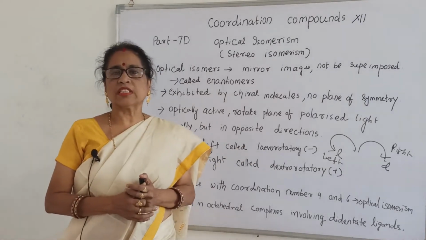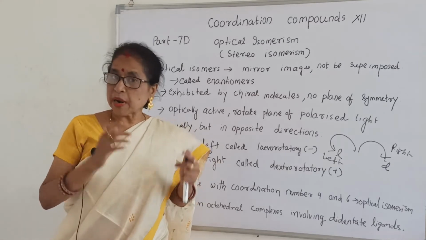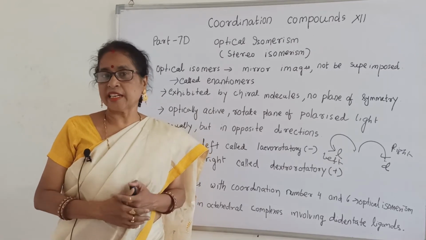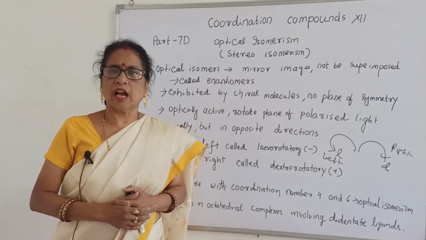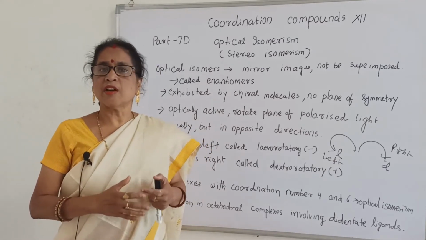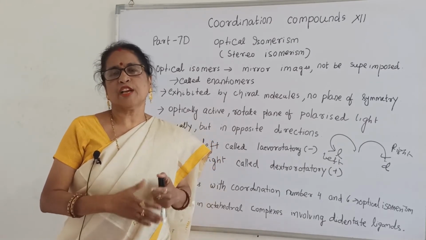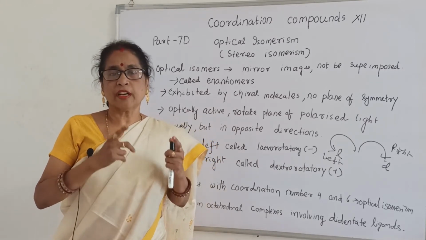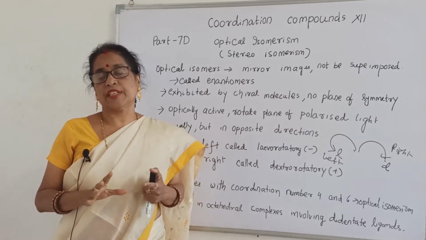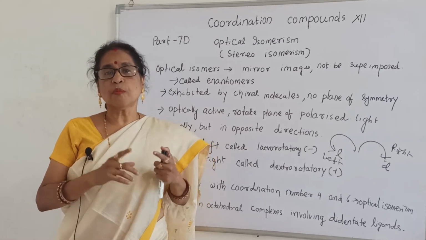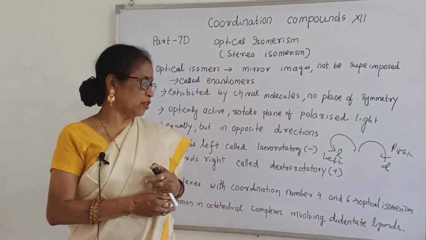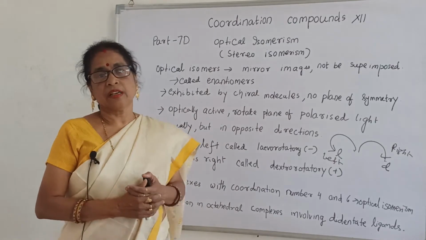Then complexes with coordination number 4 and 6 generally show optical isomers, but coordination number 6, that is, octahedral complexes with bidentate ligands, is common for optical isomers. If the coordination number is 4 and the structure is square planar, it never shows optical isomers because it has a plane of symmetry. Remember, optical isomerism is shown only by a compound where there is no plane of symmetry, and that is very important. Next we will see examples of optical isomerism.